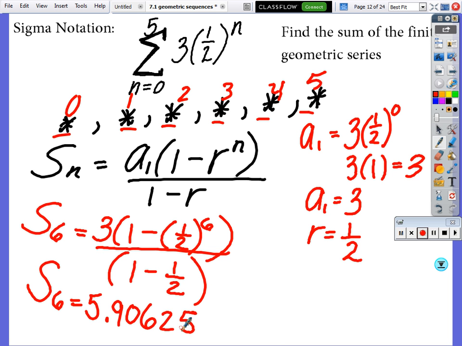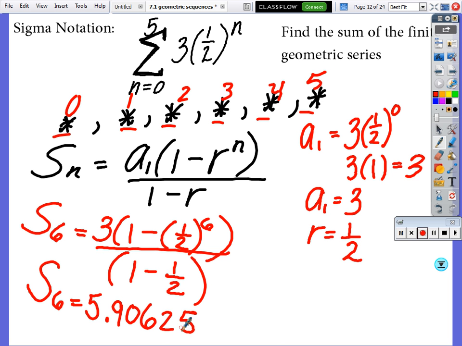Does everybody understand how to find the first term? Plug in what you're starting at. So what if this was n equal to 1? Then we would have plugged in a 1, and our first term would have been 3 times 1/2, right? Do you all understand that? You have to pay attention to that, because it's not always going to be just easy to look at it and say 3. Every time, plug it in to make sure.